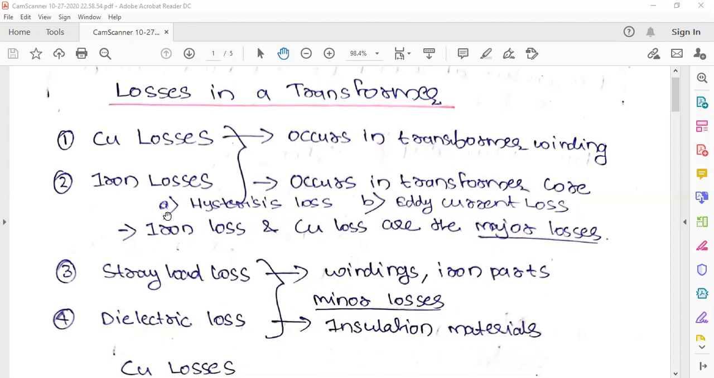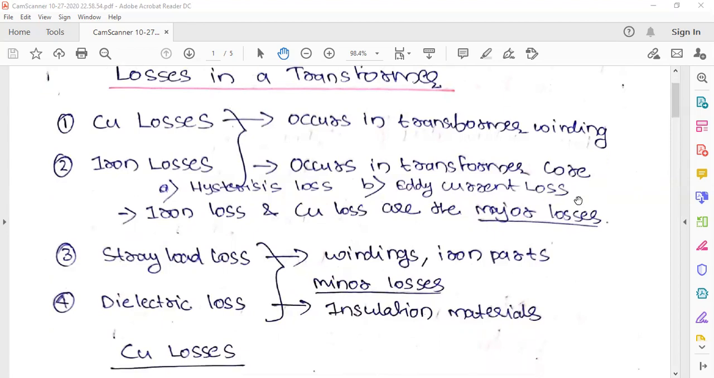It occurs in the transformer core because we have the transformer core like this. In your previous classes you have seen how a transformer core looks like. There will be a transformer core, and the winding will be mounted on that. So in a transformer core there are hysteresis loss and eddy current losses. To summarize, we also have the stray load loss and dielectric loss. Stray load loss will be in the windings or in the iron parts, and dielectric loss occurs in the insulation material. These two, the stray load loss and dielectric loss, are considered minor losses, and they are often neglected.